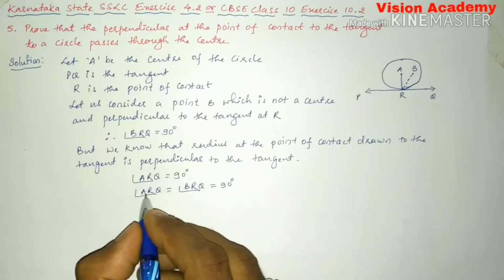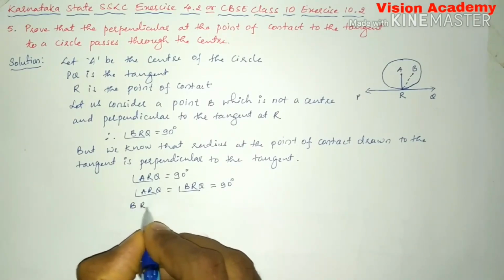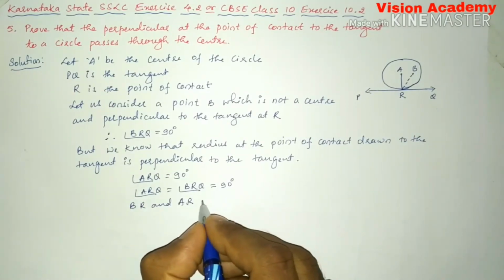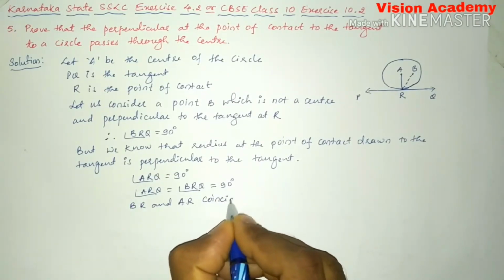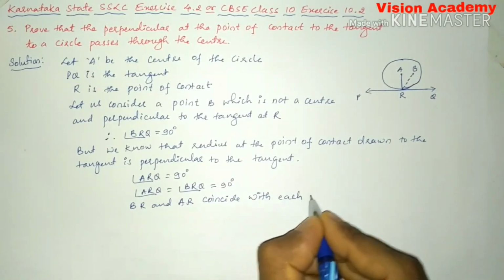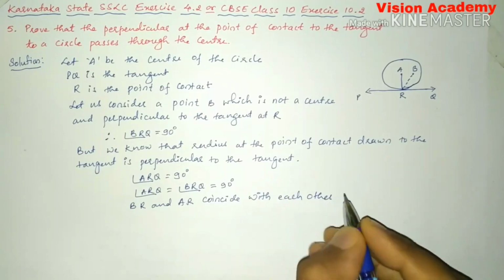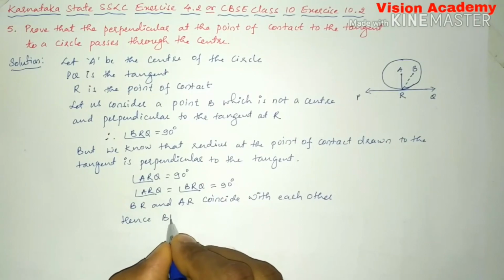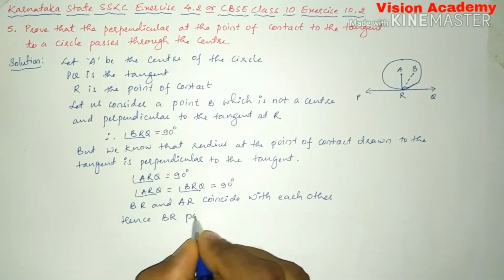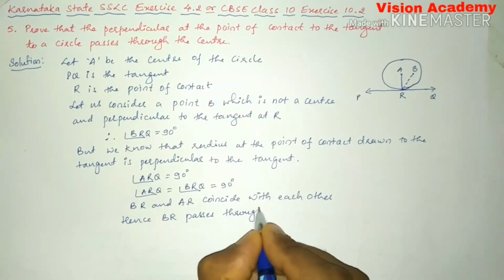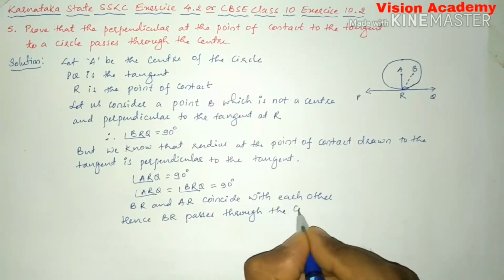Now BR and AR have to coincide with each other. Hence BR passes through the center of the circle.